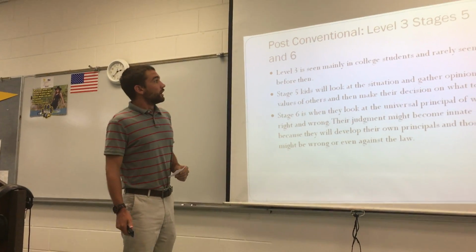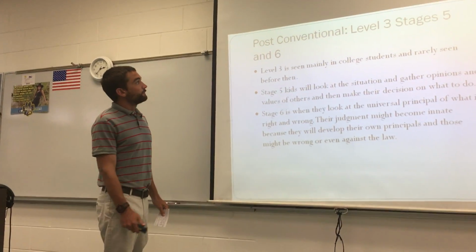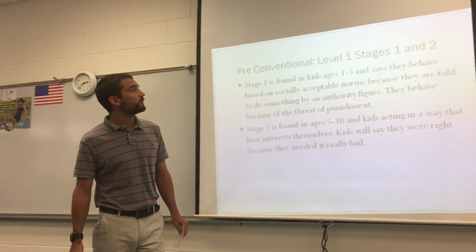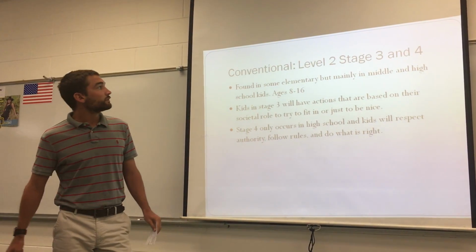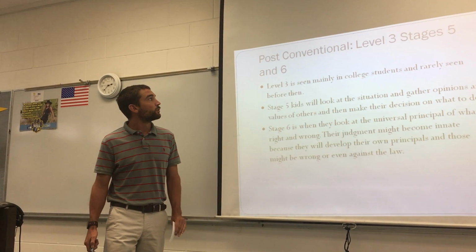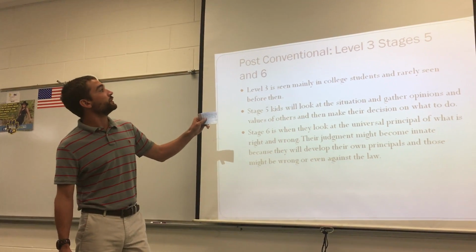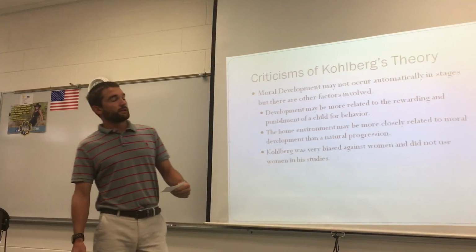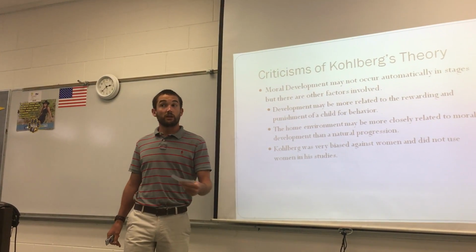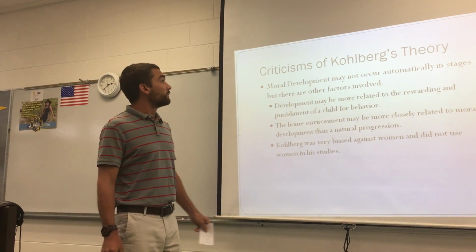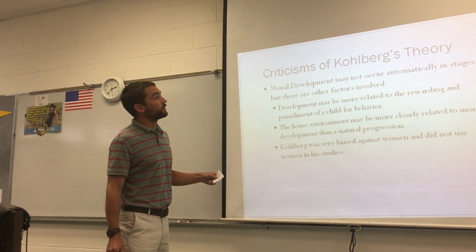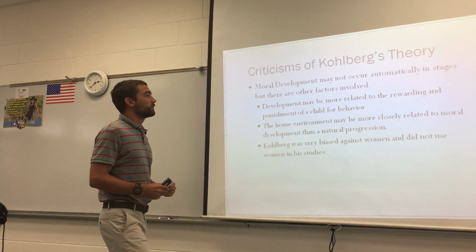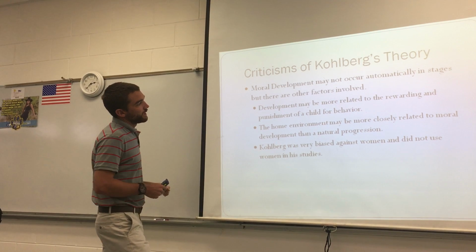And those were all the stages. So we had pre-conventional level 1, stages 1 and 2, conventional level 2, stages 3 and 4, and then post-conventional level 3, stages 5 and 6. With this theory, there have been some criticisms of it. It says that they may not occur automatically in stages, but that there are other factors involved. Development may be more related to the rewarding and punishment of a child's behavior.